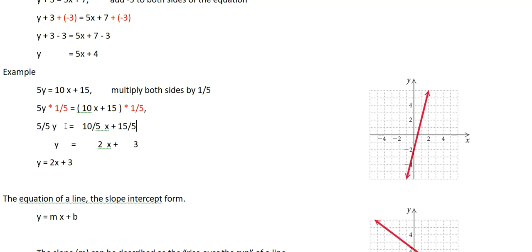So 1y equals 10 times 1/5, which is 10/5, x plus 15/5. If we simplify those fractions, 10/5 becomes 2, and 15/5 becomes 3. Of course, 5/5 is just 1. And the equation of our line in our standard format is y equals 2x plus 3.